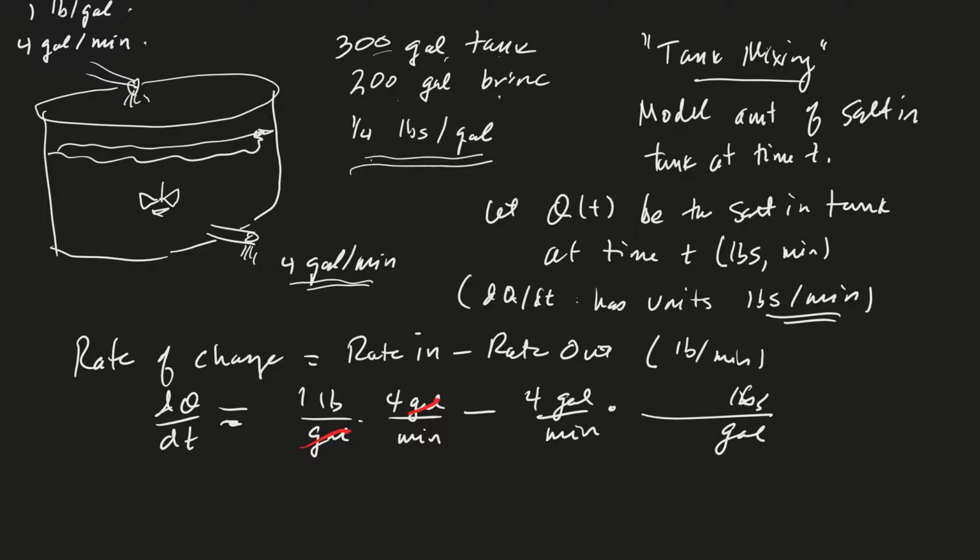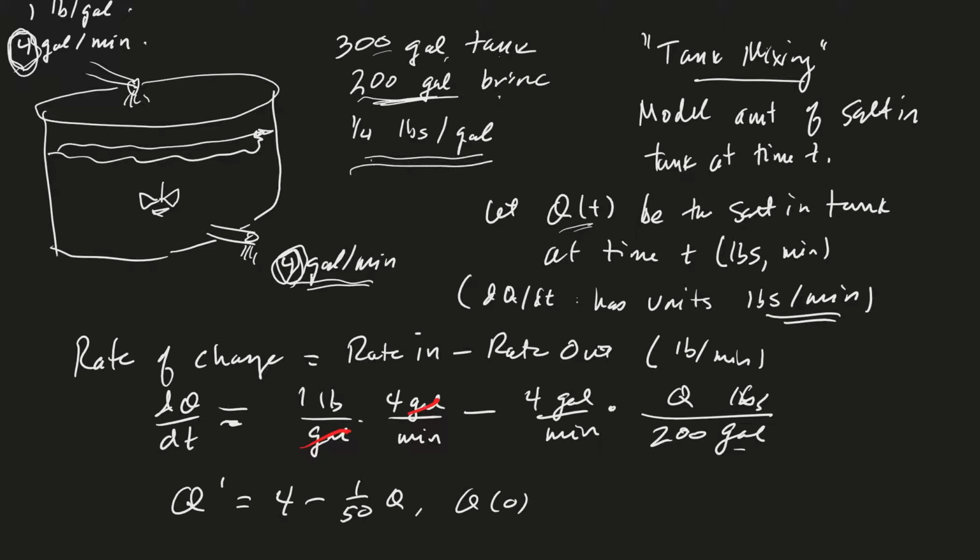We need to know how many pounds and how many gallons are in the tank at time t. So Q of t is the pounds in the tank at time t, and how many gallons are in the tank at time t? 200 gallons. We know it's 200 because notice that the rate in, 4 gallons per minute, is equal to the rate out, and so the amount of water in the tank does not change, so that's going to stay 200. And then let's simplify our differential equation now. Q prime equals 4 minus 1 over 50 times Q.